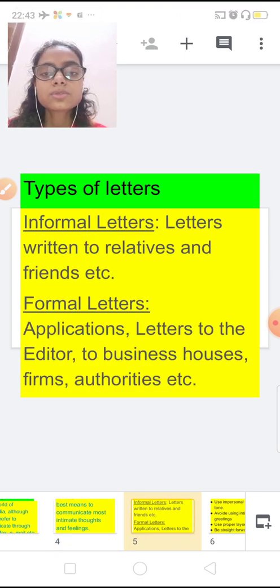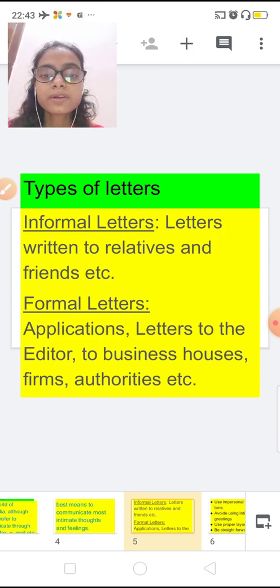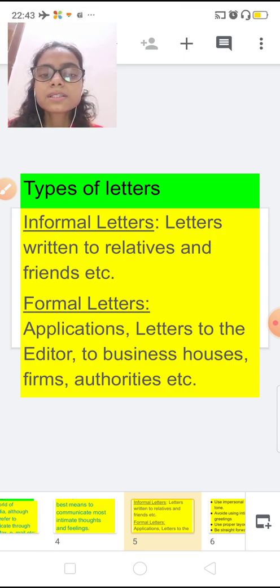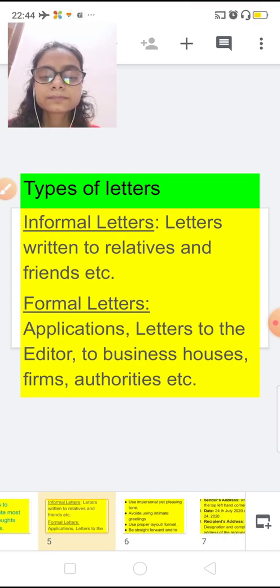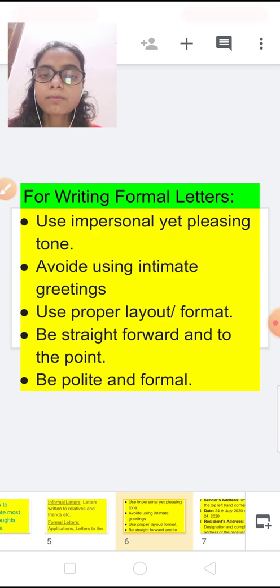Everybody knows there are two types of letter, informal letter and formal letter. Informal letters we write to our relatives, friends and near and dear ones. But formal letters basically are applications, letters to the editor, municipal corporation, authorities, business houses and many other authorities. So types of letter, formal and informal. In this session we are going to read about the formal letter.